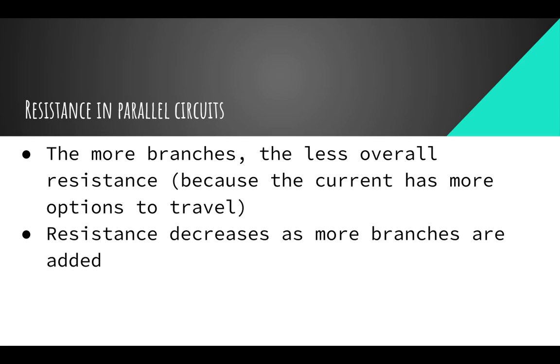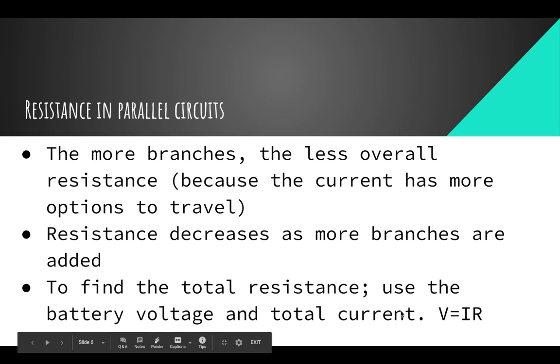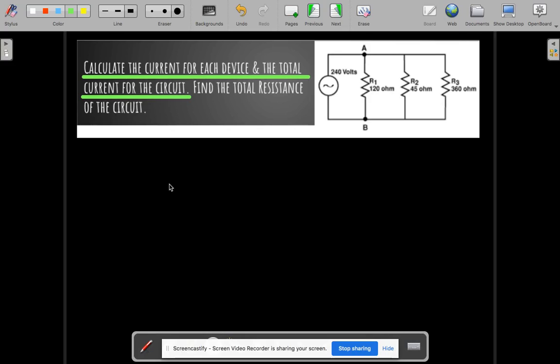And the more branches you have, the less resistance there will be because the current has more choices to make. So the overall resistance will decrease the more branches there are. Resistance decreases as more branches are added. To find the total resistance, use the battery voltage and total current. So calculate the current for each device and the total current for the circuit, and then we will find the total resistance of the circuit. So we're dealing with a parallel circuit.